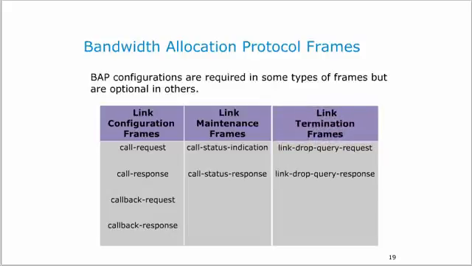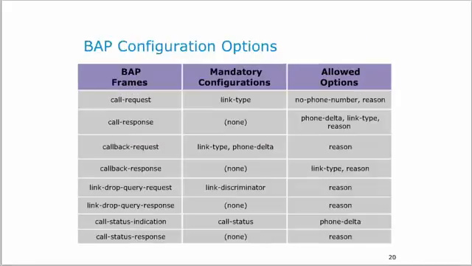Link termination frames. If a peer determines that a link in a bundle is no longer needed, it can send a link drop query request. Unlike LCP terminate requests, which must always be acknowledged, link drop query requests can be refused. If a link drop query request is acceptable, the peer sends an LCP frame to terminate that particular link. The table in this slide summarizes which BAP configuration options are required and which are optional in different types of BAP frames.